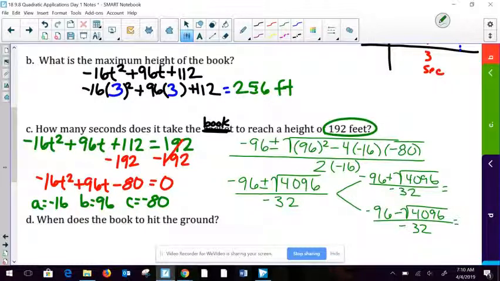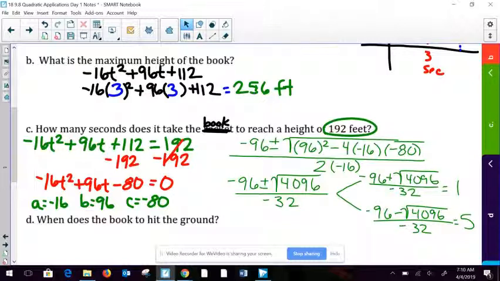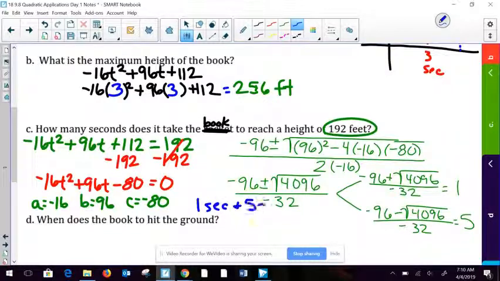Did you all get a positive 1? Good. Now we're going to go through and do the negative equation. So negative 96 minus the square root of 4,096 equals, divided by negative 32. And then the other answer is 5. Notice I got two answers here. It wants to know how many seconds will it take for that book to reach a height of 192 feet. So the answer would be 1 second and 5 seconds.